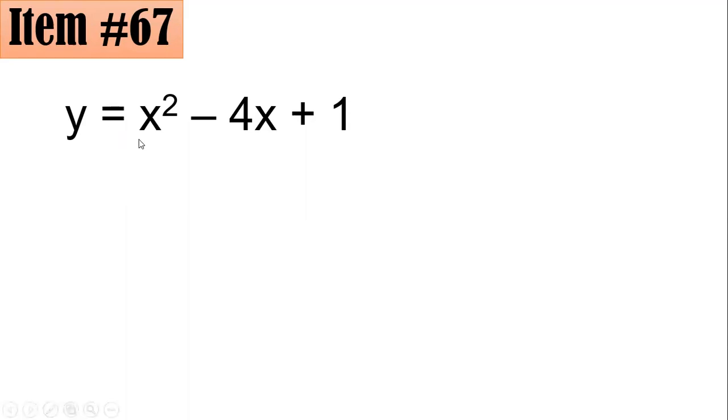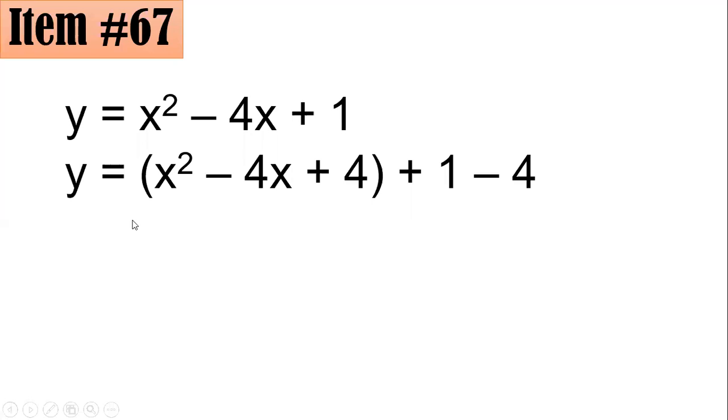If I have x squared minus 4x, what term will complete the square? Diba? To complete the square, you divide the coefficient of x by 2. So then you square the result. So -4 divided by 2 is -2. Then square of -2 is 4. That's why I added 4 here inside the parentheses to make this a perfect square trinomial.